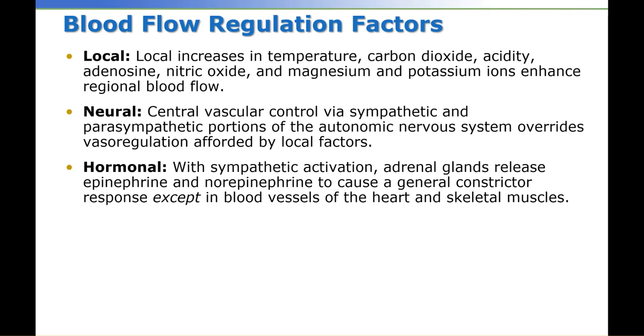Blood flow regulation factors. Local increases in temperature, carbon dioxide, acidity, adenosine, nitric oxide, magnesium, and potassium ions enhance regional blood flow. Neural control is central vascular control via the sympathetic and parasympathetic portions of the autonomic nervous system, which overrides the vasoregulation afforded by local factors.